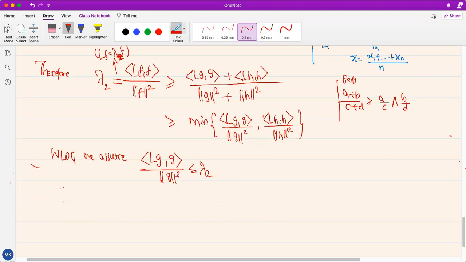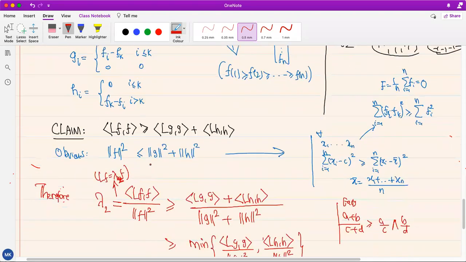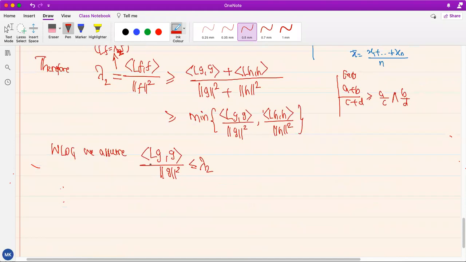So the point is, for F the Rayleigh quotient is lambda 2, and we are saying one of these two will have Rayleigh quotient smaller. Let's say that is G. Okay, what is G, what is H? They are similar things. You can carry out a similar argument for H. So let's assume this thing. So we get lambda 2 is at least LG inner product G over norm G square. Okay. So this is the smaller.